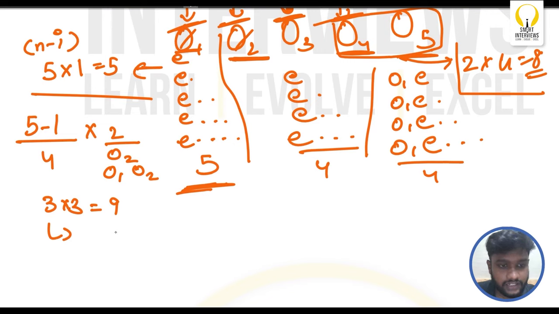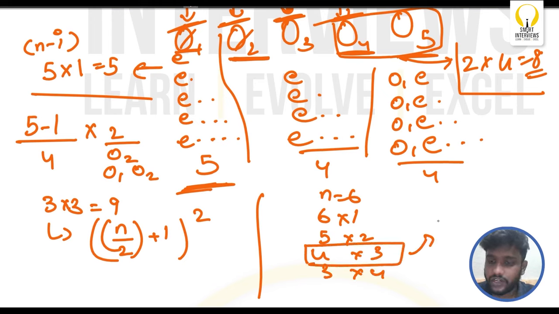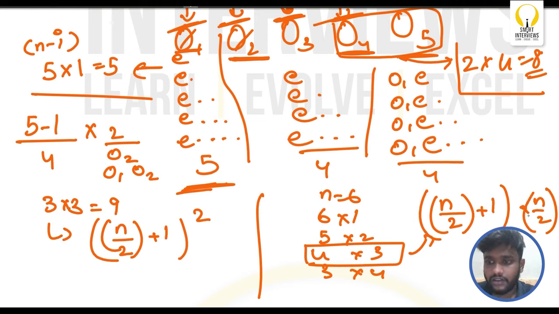So here we can just write n by 2 plus 1 into n by 2 plus 1, or n by 2 plus 1 whole square. When it comes to even, and if you look at the pace which they are going, let's say n equals to 6, so it will be 6 into 1, next 5 into 2, 4 into 3, again 3 into 4. So this is our best option. So it will just be n by 2, that is 3 plus 1, into n by 2.